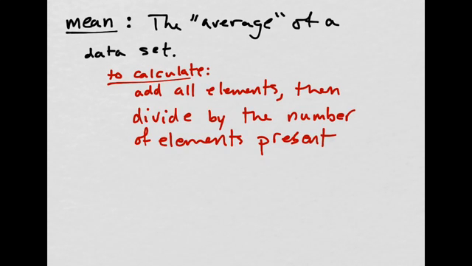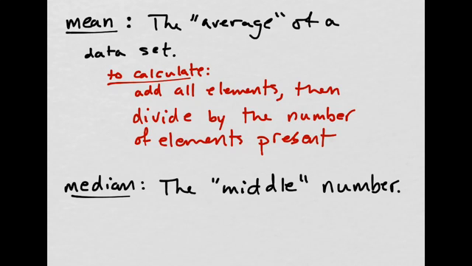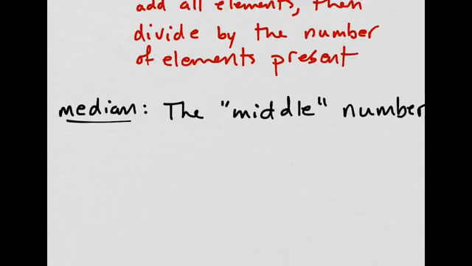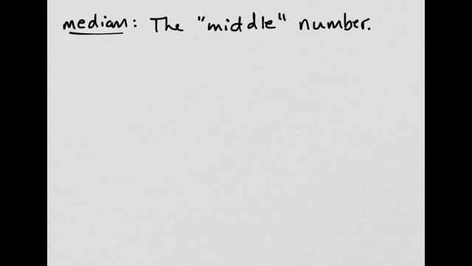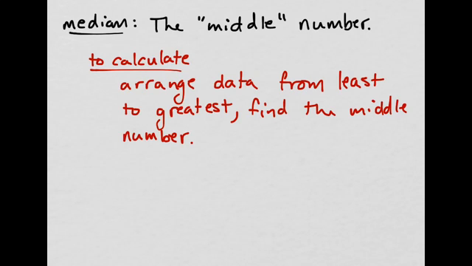The median is the middle number. It's just the number that's in the middle. To calculate this, you have to arrange your data from least to greatest, and then figure out which one's in the middle, just by counting. So arrange the data from least to greatest and find the middle number. You can just cross off the ends until you reach the middle. If there are two middle numbers, you just add them together and divide by 2, and that's the median.